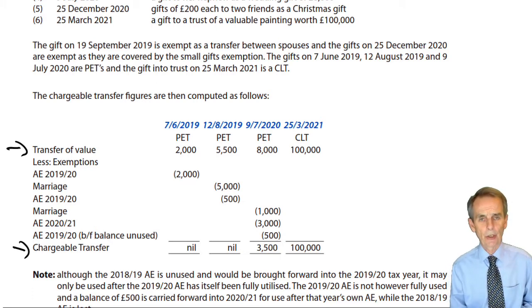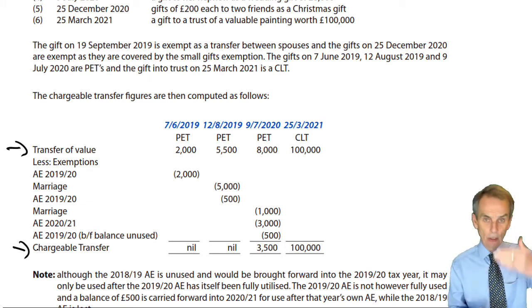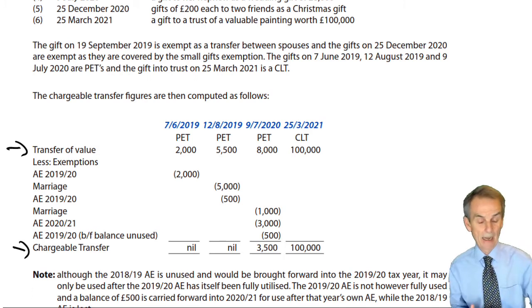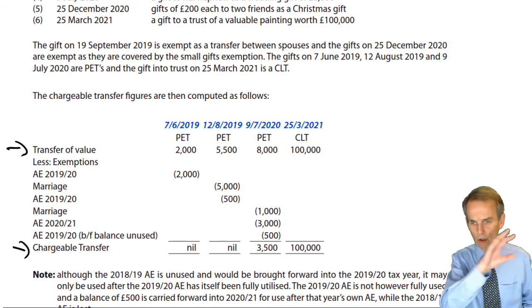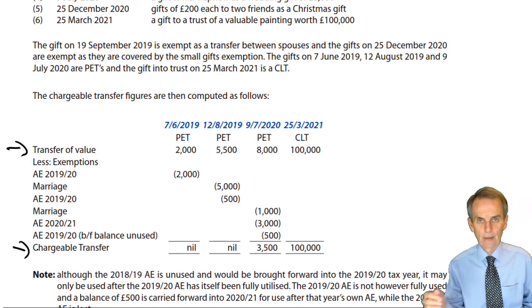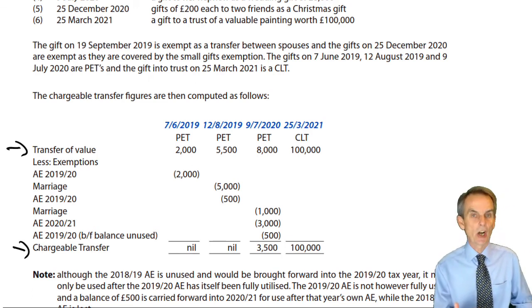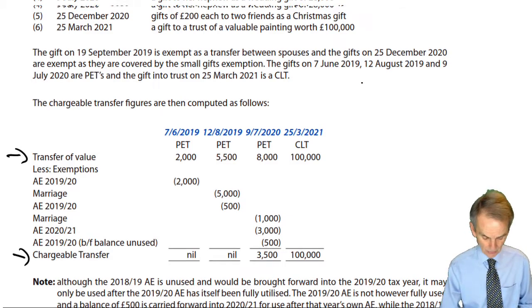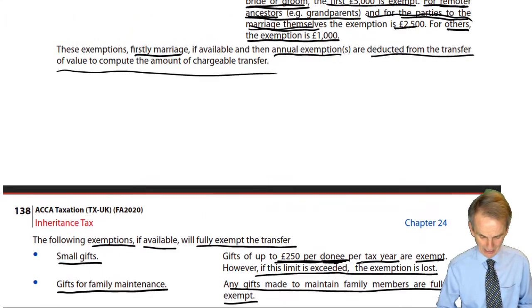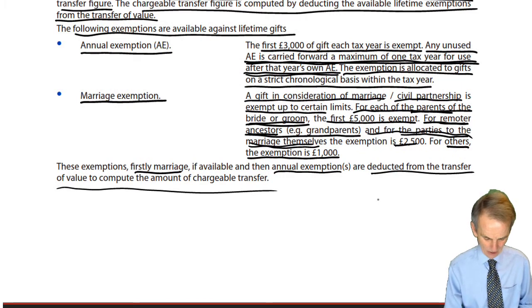Or the question is asking you for the chargeable transfer. Now, that could be a separate question, because then having got the transfer of value, you then need to establish what exemptions are applicable to be able to work the chargeable transfer. Or they just ask you for the chargeable transfer. Transfer of value, less the only deductions from the transfer of value that you'll see would have been those first 2 exemptions, as we were told here, the annual and the marriage.